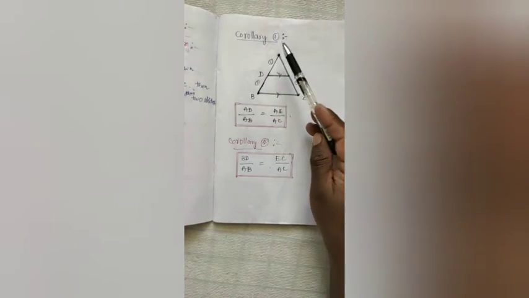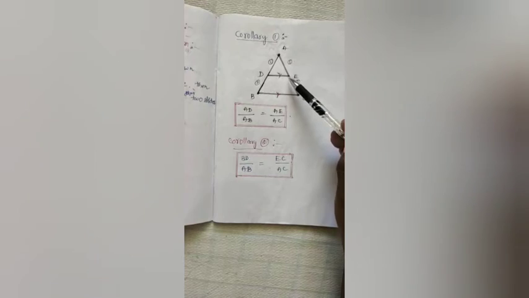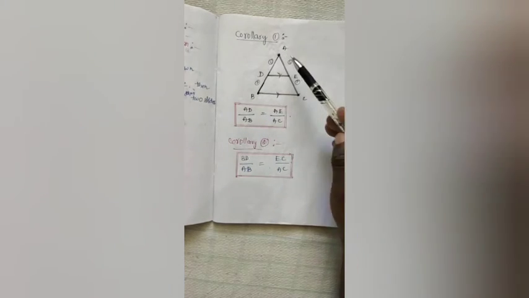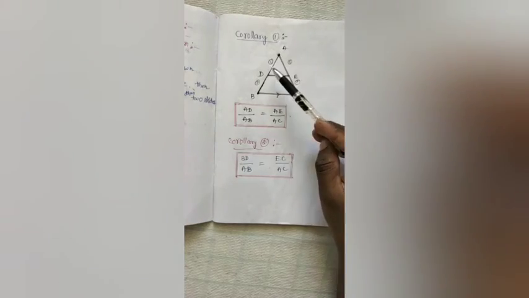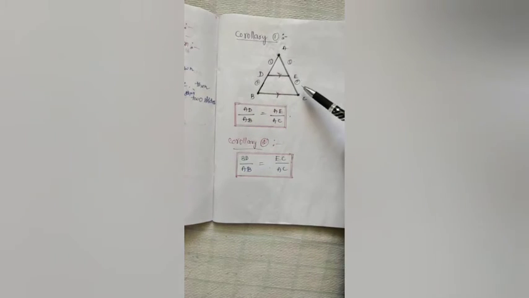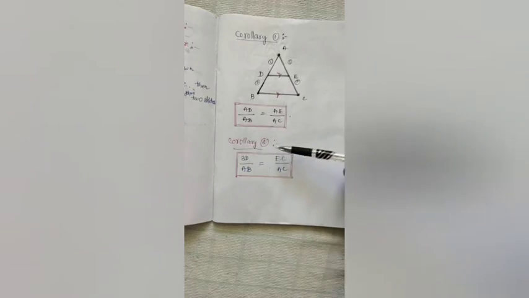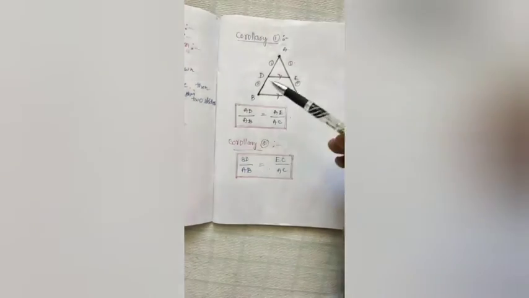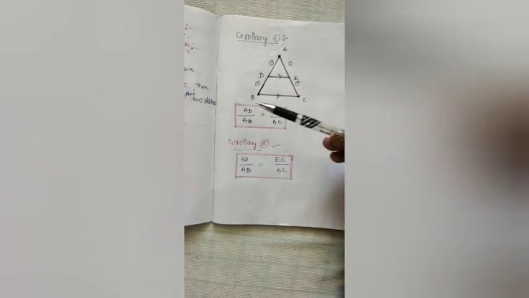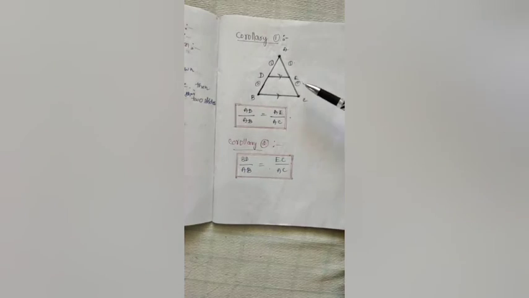I'll repeat once again. Here ABC is a triangle, and DE is a straight line parallel to BC. Then by the basic proportionality theorem, AD by BD equals AE by EC. According to corollary one, AD by AB equals AE by AC. Corollary two states that BD by AB equals EC by AC. So that is corollary one, corollary two, and the basic proportionality theorem.